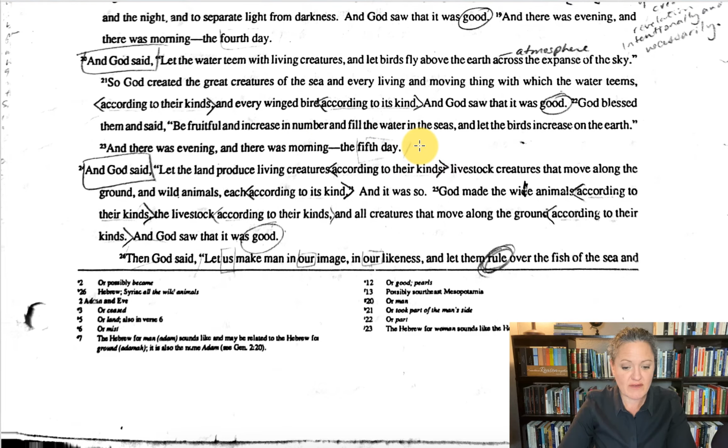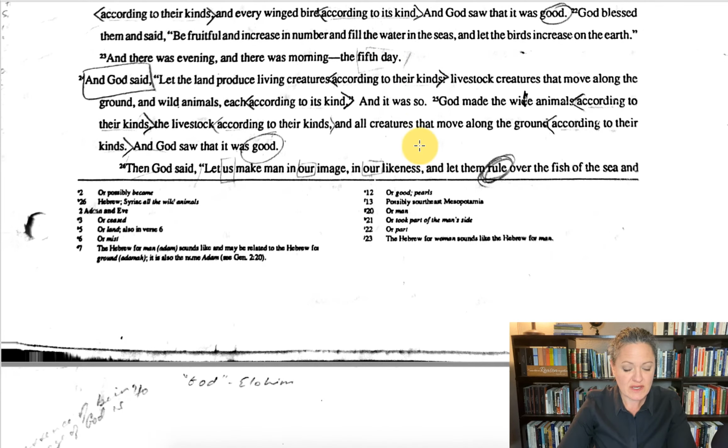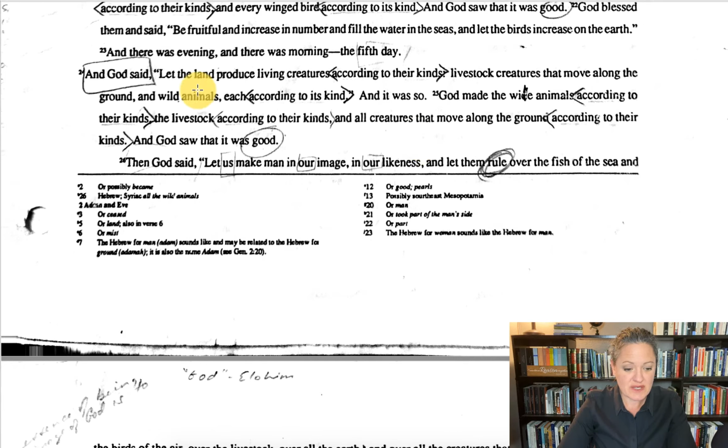So day 5, we've got a lot of animals in the seas and the birds. And God said, let the land produce living creatures according to their kinds, livestock, creatures that move along the ground, and wild animals, each according to its kind. And it was so. God made wild animals according to their kinds, the livestock according to their kinds, and all creatures that move along the ground according to their kinds. And God saw that it was good.